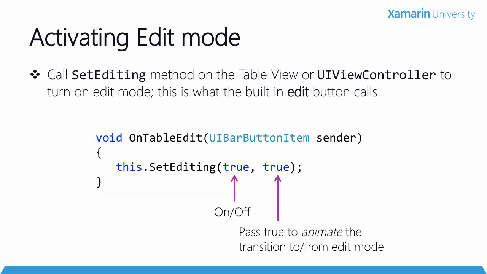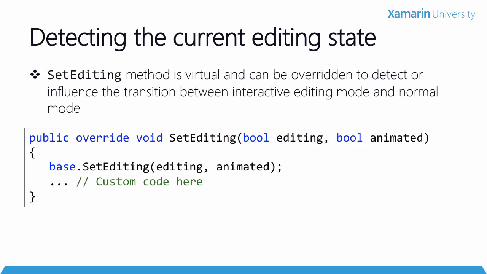off visually. Each of these setEditing methods are actually virtual, which means they can be overridden and used to monitor or even alter the transition in and out of the interactive editing mode. For example, you could stop a table view from entering edit mode if your application is in some state where it shouldn't be enabled by intercepting this method and not passing it along to the base class.